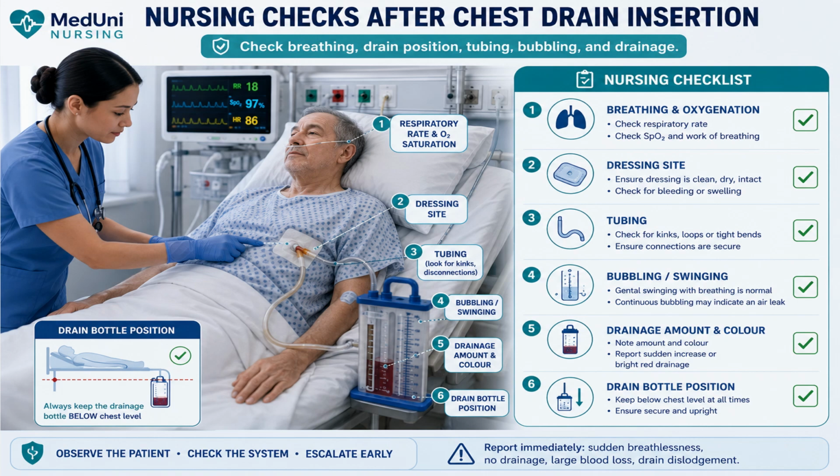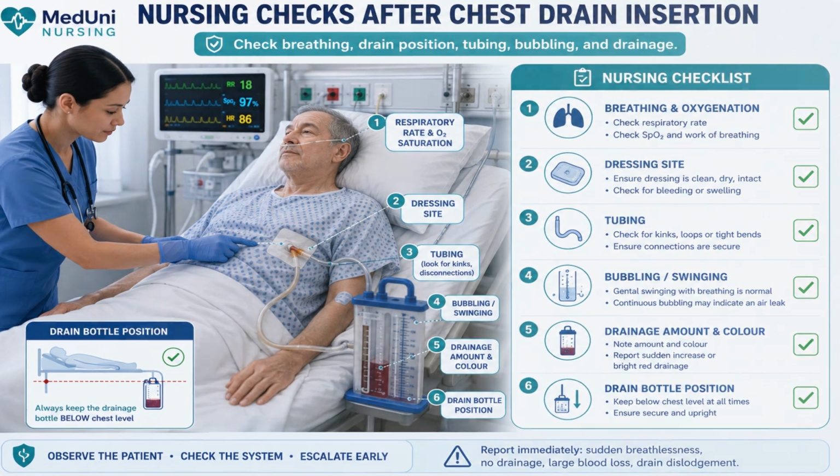Now follow the tubing from the patient to the bottle. Are there kinks, loops, disconnection, fluid trapped in the tubing? If your system allows it, observe swinging and bubbling. Gentle swinging may be expected. Continuous bubbling may suggest an air leak or loose connection. Finally, check the drainage amount and color. And remember, the chest drain bottle must stay below chest level.